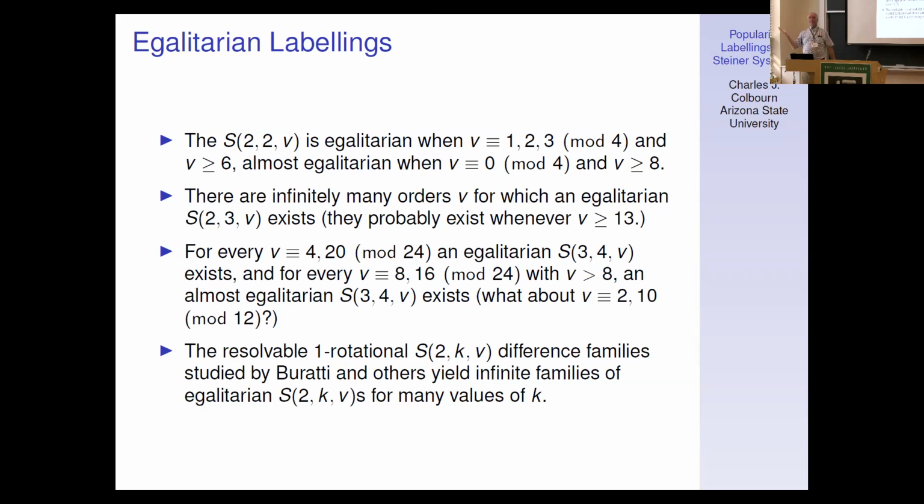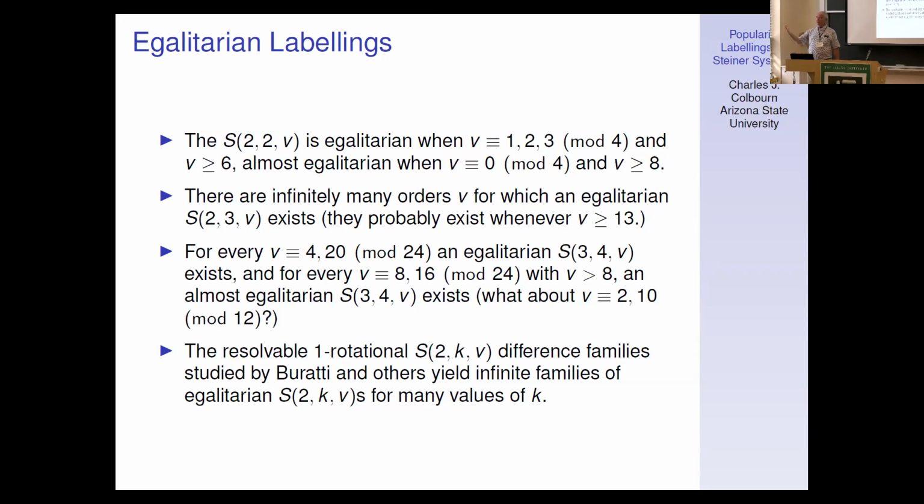So what is this S(2,2,v)? It's the complete graph. Okay, so when you look at the necessary conditions, it says it could be egalitarian when b is 1, 2, or 3 mod 4. It could be almost egalitarian when b is a multiple of 4. And it turns out that with 2 exceptions, namely 4 and 5, that condition is sufficient. Most of that work was done in a paper already in 1967. The almost egalitarian is somewhat more recent.